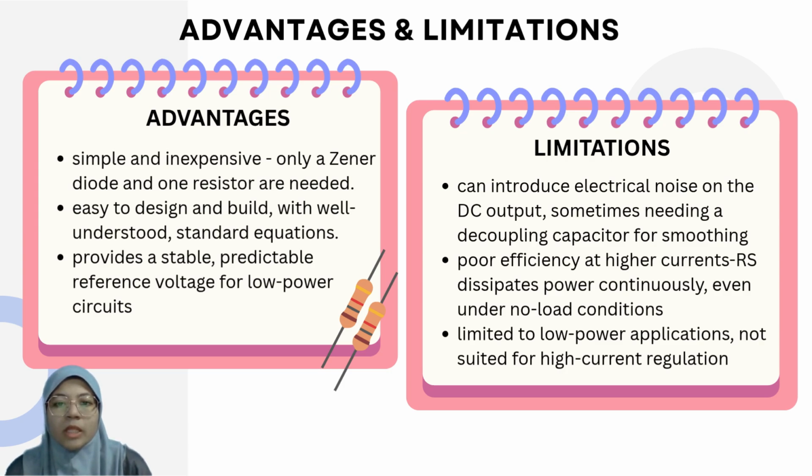Next, for limitations, we have three also. The first one is that it can introduce electrical noise on the DC output. Sometimes a decoupling capacitor is needed for smoothing. Second, poor efficiency at higher current. RS dissipates power continuously even under no load condition. The last one is that it is limited to low power applications, not suited for high current regulation.